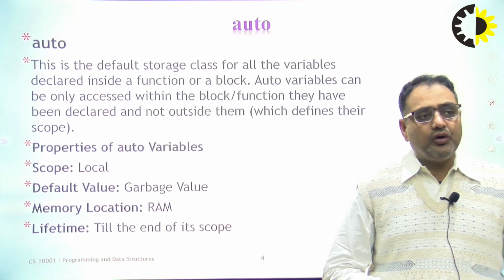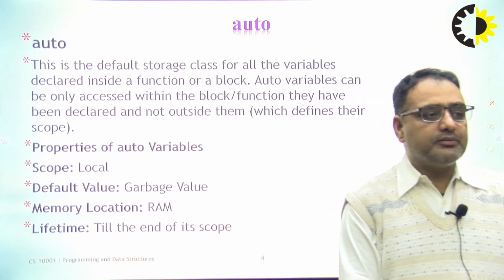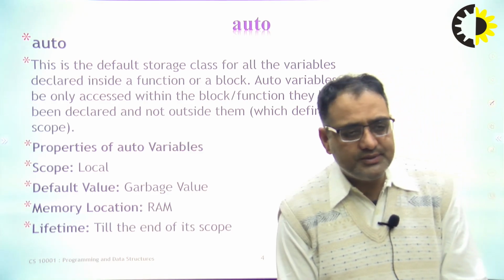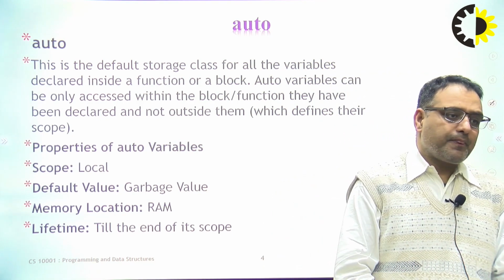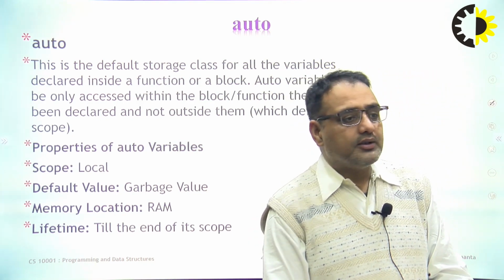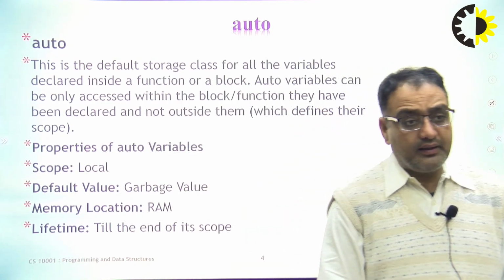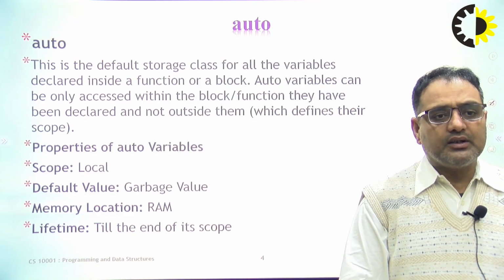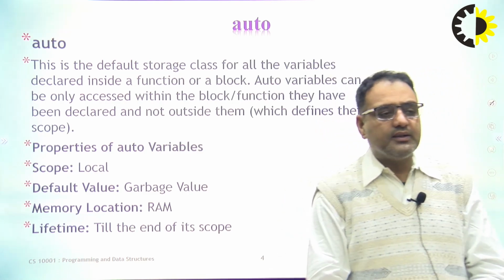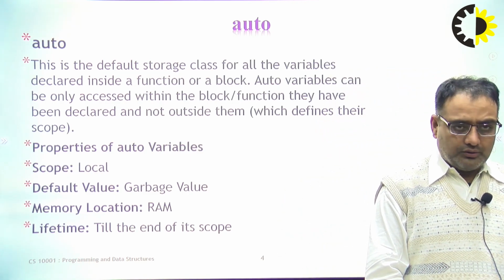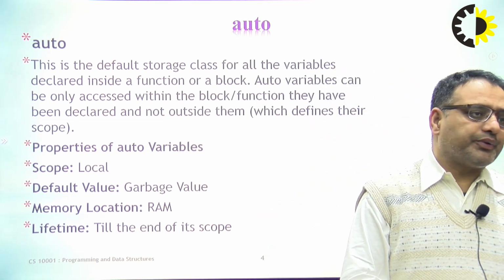Auto, this is the default storage class for all the auto variables. Properties of auto variables: scope, local, means this particular variable is declared within a function. Default value, garbage value. Memory location, RAM. Lifetime, till the end of its scope, till the end of the particular function. When the control exits the function, the life of this particular variable will be finished, will be destroyed.